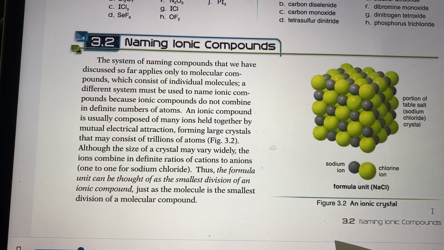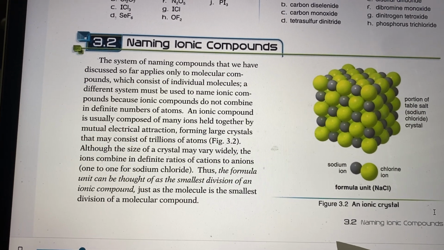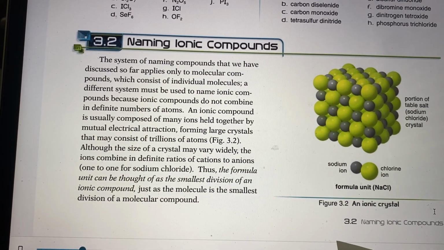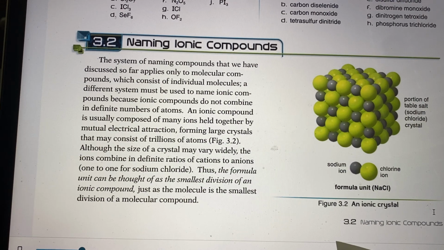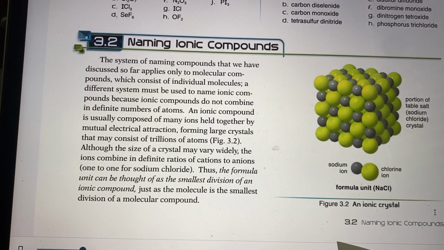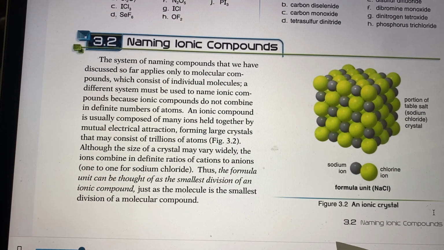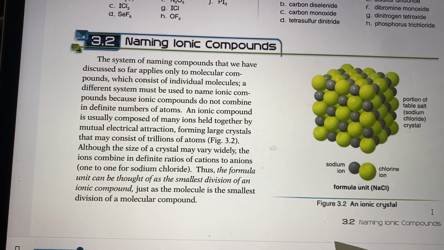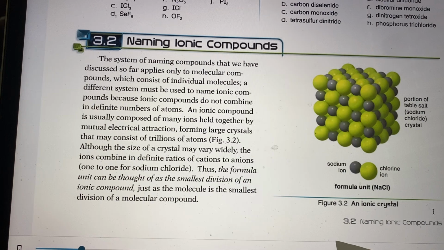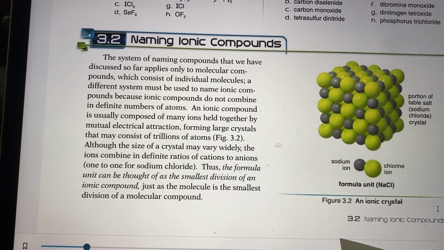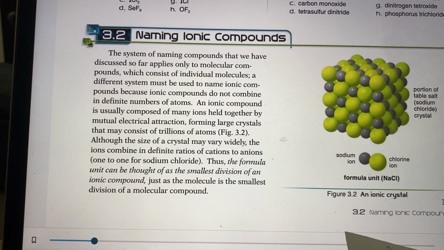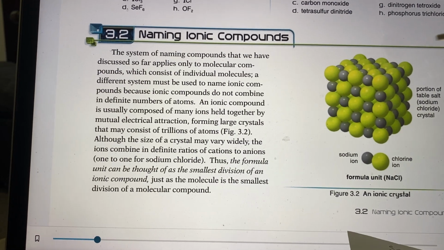Remember, the simplest ratio. And the reason we do this, as you can see in this picture here, is that ionic compounds, ionic means charged. That means they either have a positive charge or a negative charge. They do not combine in definite numbers of atoms. They combine in ratios.